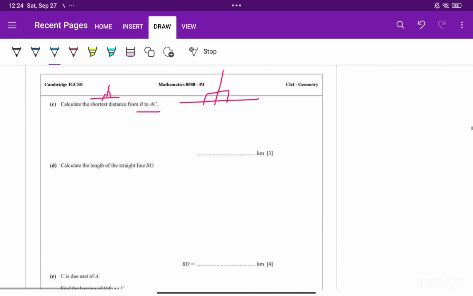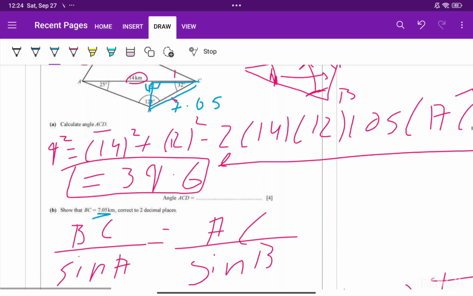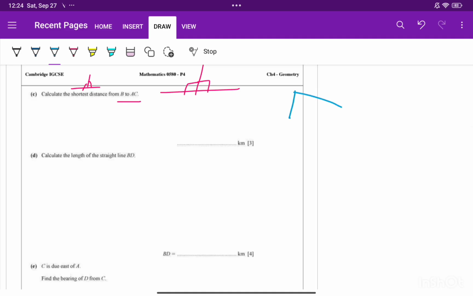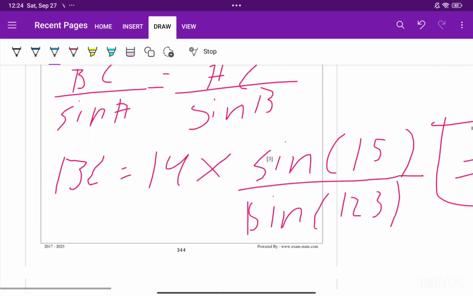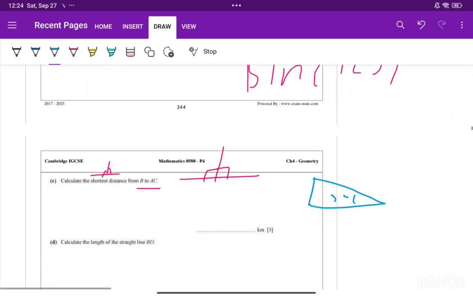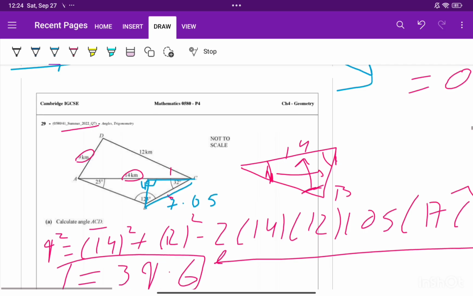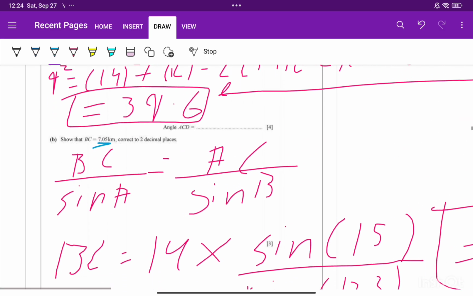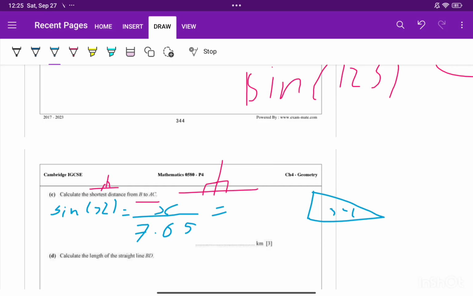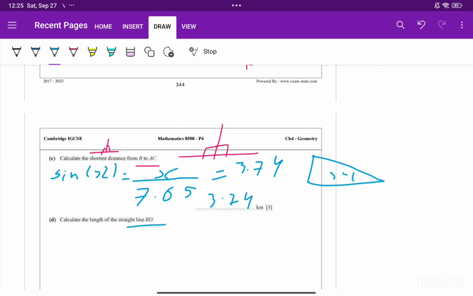We will use sine. Wait a minute, whether sine will be used. 32 and yes, sine will be used. This will be sine 32 equal to x over 7.05, where we take this length as x and this hypotenuse as 7.05. We will solve this in the calculator and we will get the answer 3.74. 3.74.